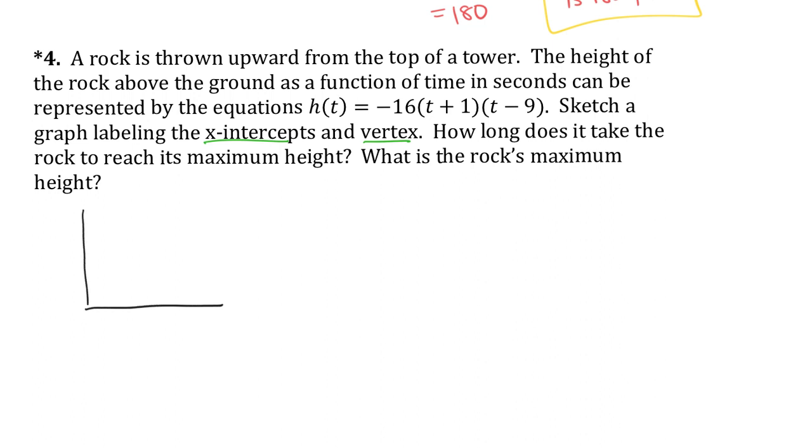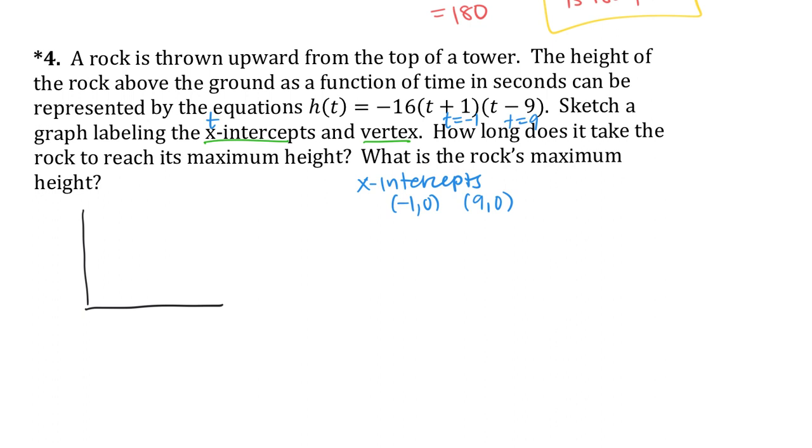Okay, now the weird thing is they want me to do the x-intercepts. So let's look at this. Why do they want me to find the x-intercepts? Oh, because it's in factored form. Factored form makes it easier to find the x-intercepts. The x's are actually the t's, so I'm solving for t. So if I solve this, what are my x-intercepts? I would get t equals negative 1 and t equals 9. So (negative 1, 0) and (9, 0).